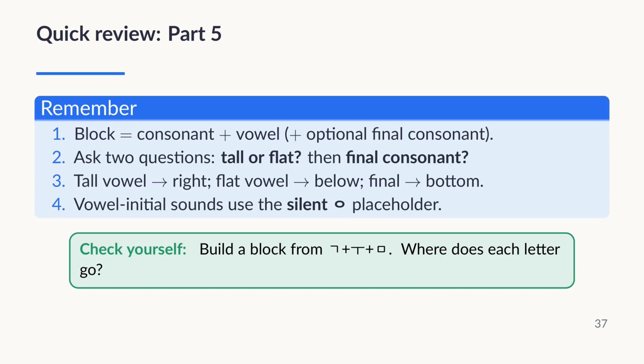Now check yourself. Build a block from G, then U, then M. Where does each letter go? The vowel U is flat, so it tucks underneath the G on top, and the final M sits on the bottom, giving the block gum, which is close to the Korean word that means bear when spelled with a slightly different vowel. If you place the flat U underneath and the M on the bottom, you have completely mastered block building.